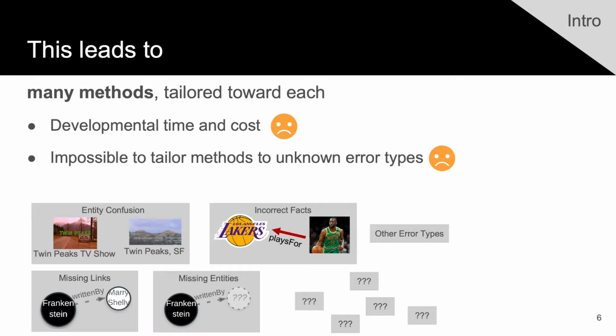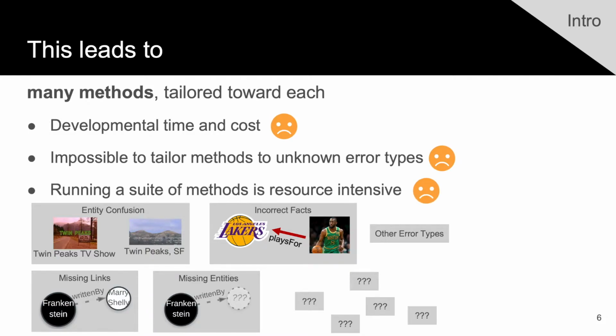The second is that it's impossible to tailor methods towards unknown types of errors. And how can we develop a method towards a type of error that we don't even know about? And the third is that if we want to run a suite of different tailored techniques on a knowledge graph, then that can be quite resource intensive, especially given that knowledge graphs are very large. And as knowledge graphs are completed, new facts are added to them, they only become larger, making this problem even worse.